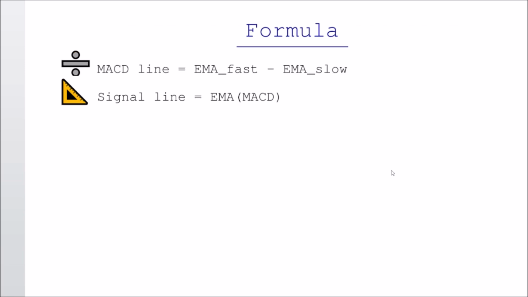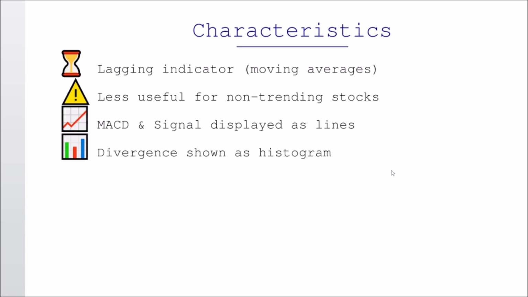Okay. So the formula says that the MACD line equals EMA fast minus EMA slow, so fast period and slow period, 12 and 26. The signal line consists of an EMA of the MACD with a period of 9.